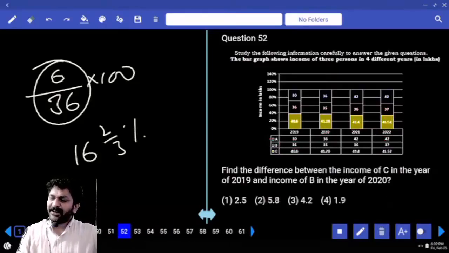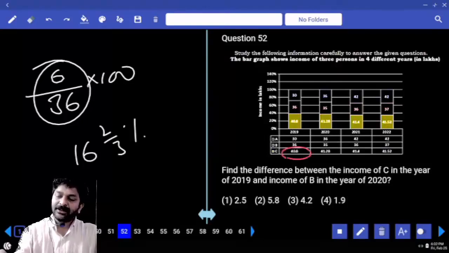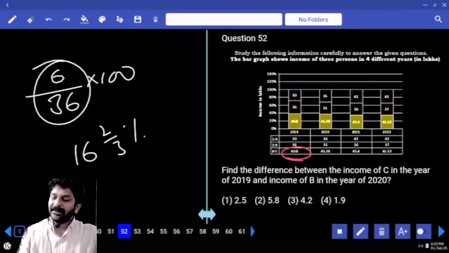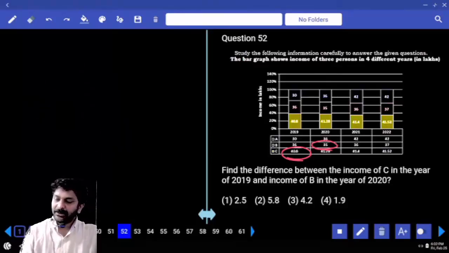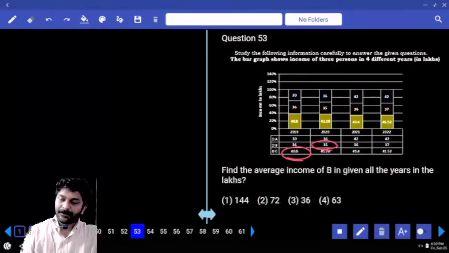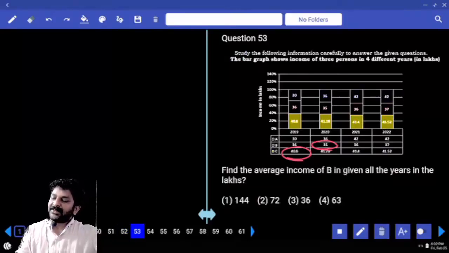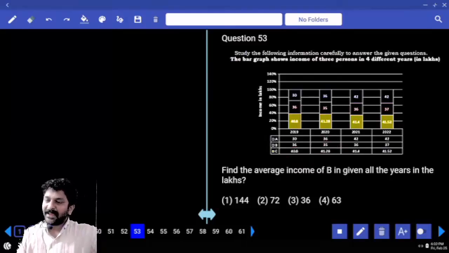Find the difference between income of C in the year 2019, that is 40.8, and B in the year 2020, that is 35. So the difference is 5.8. Second option.